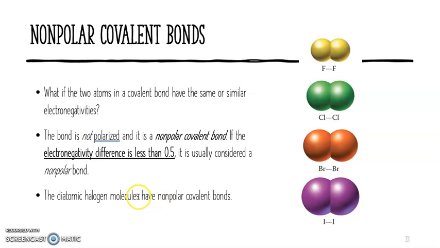Halogen molecules in group 7, remember, fluorine, chlorine, bromine, iodine, are diatomic molecules. They are non-polar. They form non-polar covalent bonds. Here is the example of fluorine. Between these two fluorines, there is a non-polar covalent bond. Between two chlorine atoms is a non-polar covalent bond, and so on.